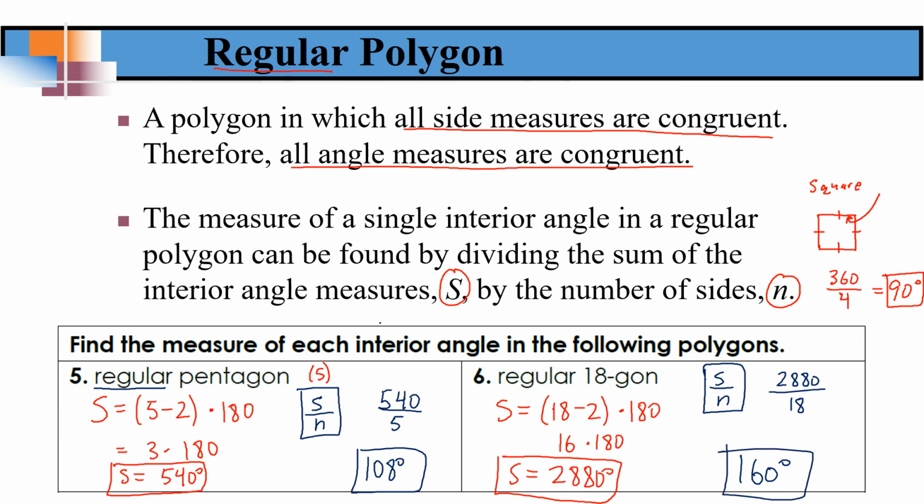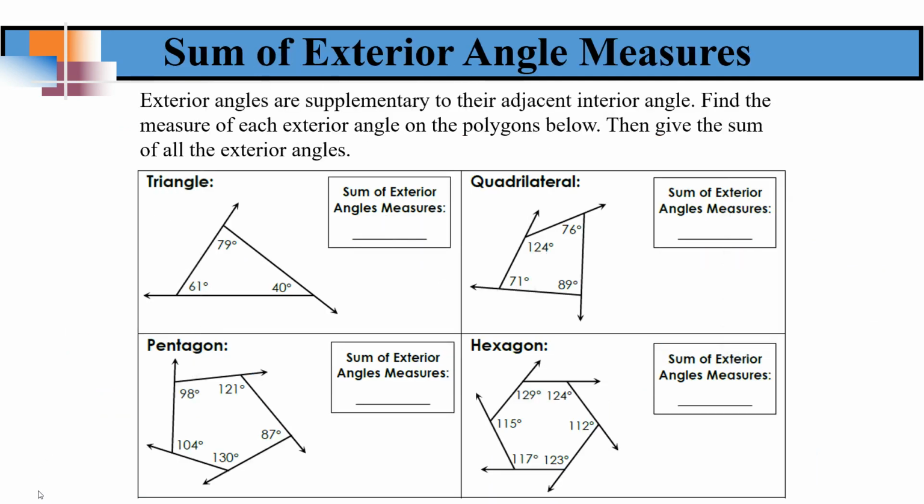All right, we've been focusing a lot on the interior angles of these polygons. Now let's take a look at the exterior angles. What happens if we add up what are called the exterior angles? So a reminder, exterior angles are supplementary to their adjacent interior angle. Remember, supplementary means they add up to 180.